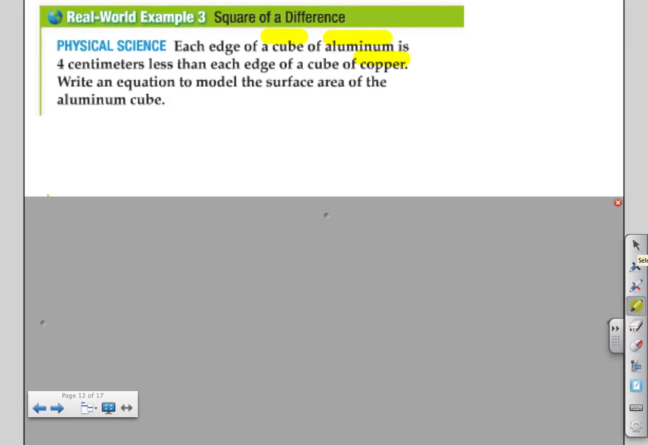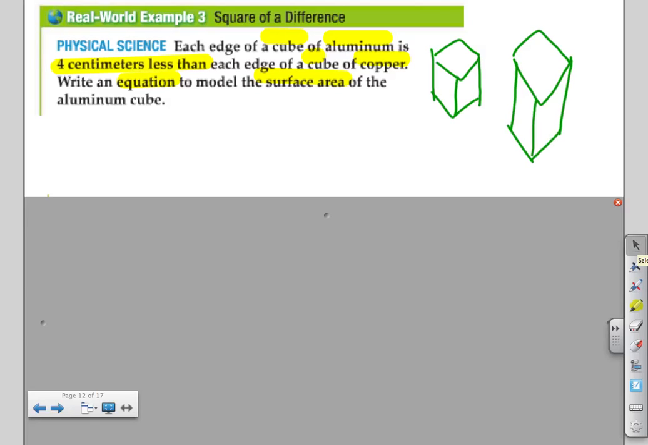And they're cubes, right? Everybody knows what a cube is. It's a square in 3 dimensions. And it's 4 centimeters less. The aluminum is 4 centimeters less than the copper. And we might need to model an equation. We have to write an equation about the surface area. All right. So first thing I would do is I'd be drawing pictures. I'd be drawing a picture of a cube and of a little bit bigger cube.